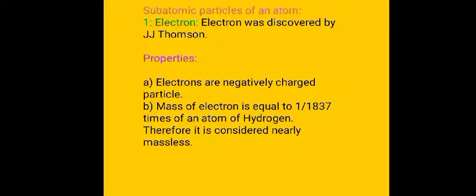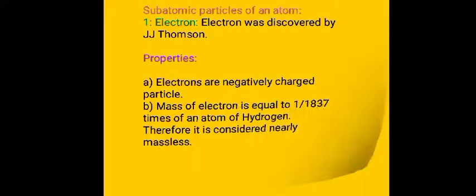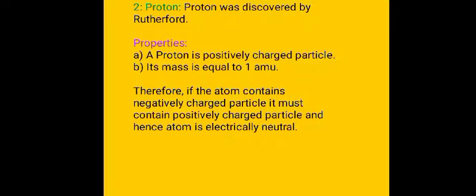Next, subatomic particles. As we have already studied them, we will go through a revision only. Here the electron was discovered by J.J. Thomson. The electron is a negatively charged particle with mass equal to 1/1837 times that of a hydrogen atom. As it is very small, the electron is considered massless. Next is the proton. The proton was discovered by Rutherford, and experiments were done by Goldstein. It is a positively charged particle with mass 1 AMU. AMU stands for atomic mass unit.